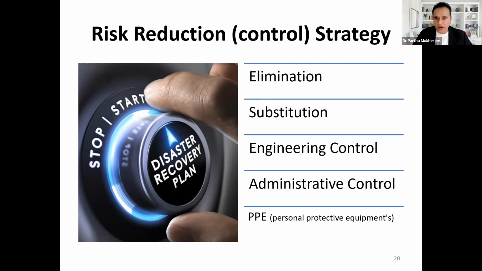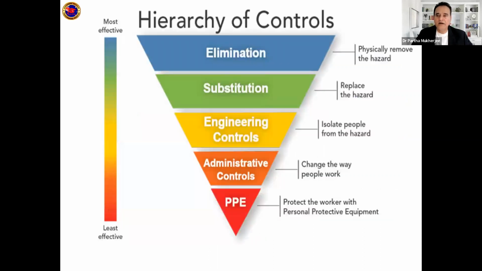But the thing to learn here is that there is a hierarchy of control. The hierarchy of control says the most effective is elimination. If you can avoid the war, nothing like it, no risk. The next is substitution, and after that engineering control, after that administrative. The least effective is PPE, because here the risk is not mitigated. You are saying the risk continues to be there.